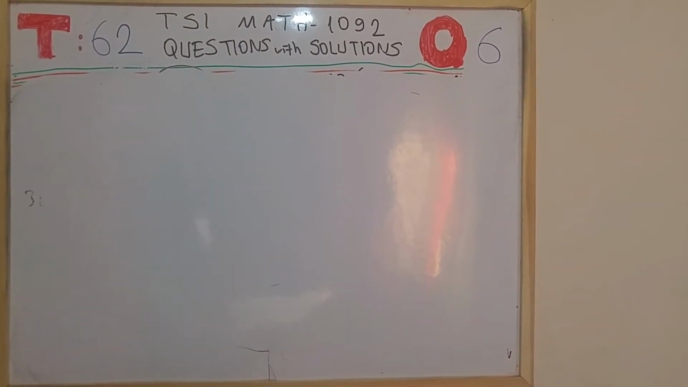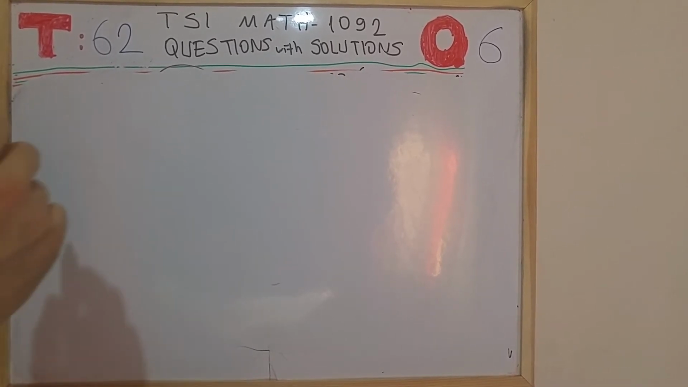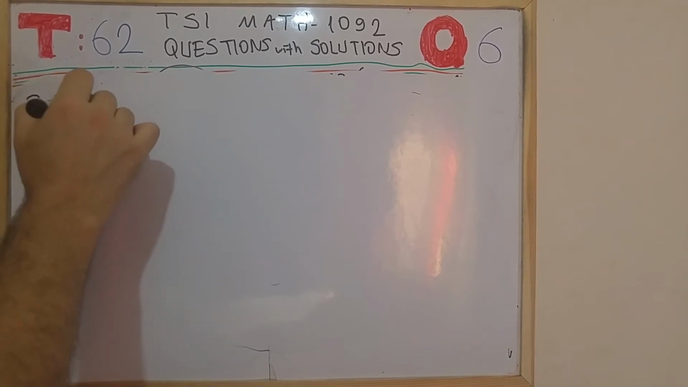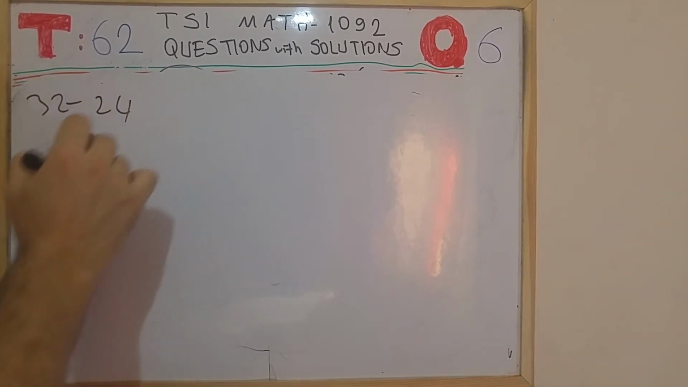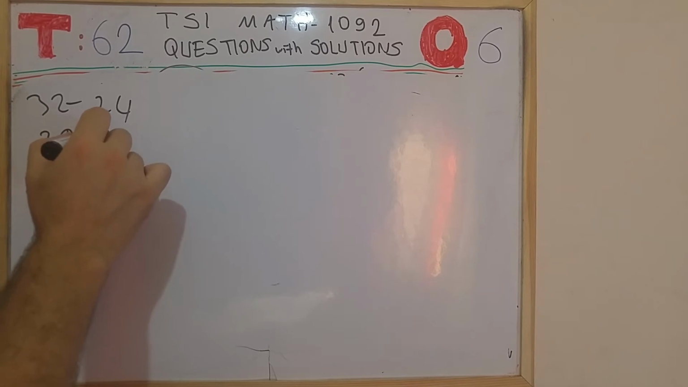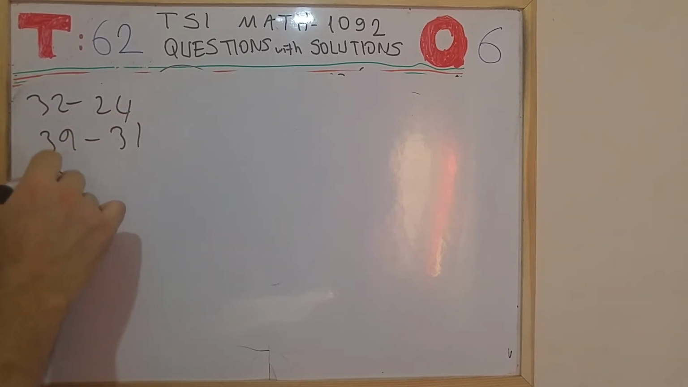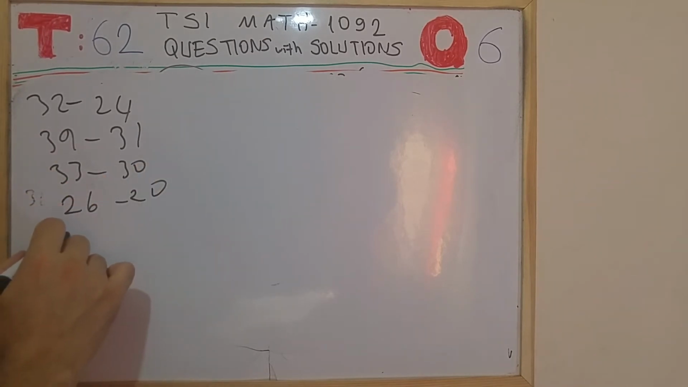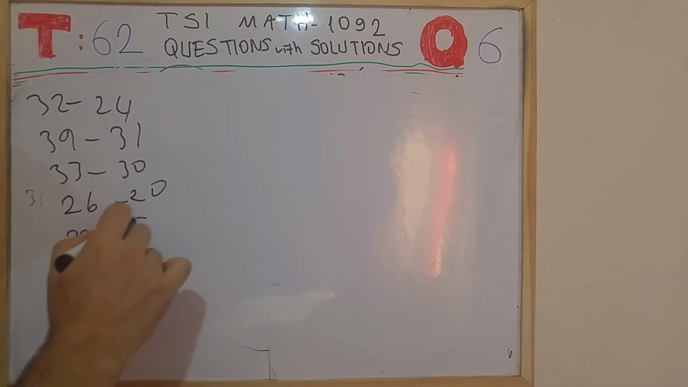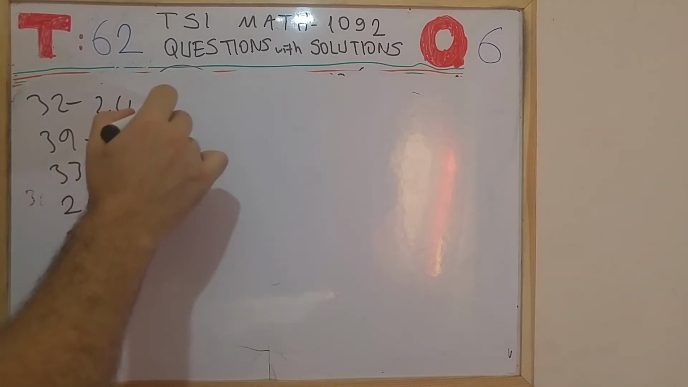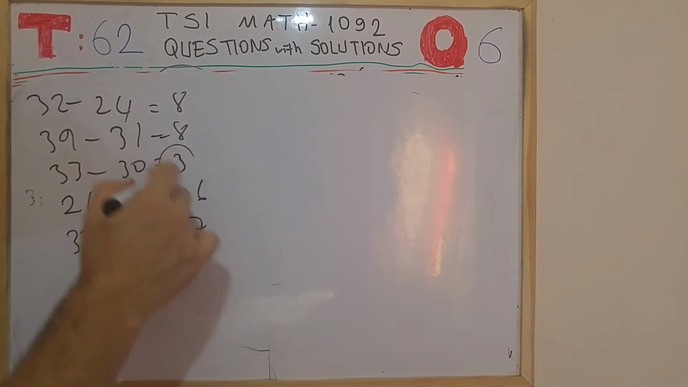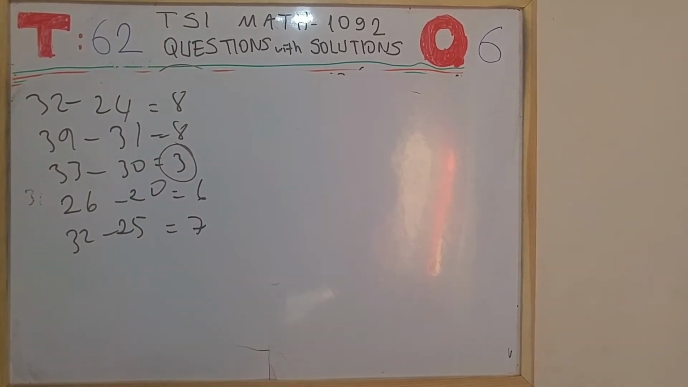We're looking for the least increase, so the difference must be minimum. For A it is 32 minus 24, for B it is 39 minus 31, for C it is 33 minus 30, for D it is 26 minus 20, and for E it is 32 minus 25. This is going to be 3, this is going to be 8, this is 8, this is 6, and this is 7. So this is the least one, which comes out to be the answer.